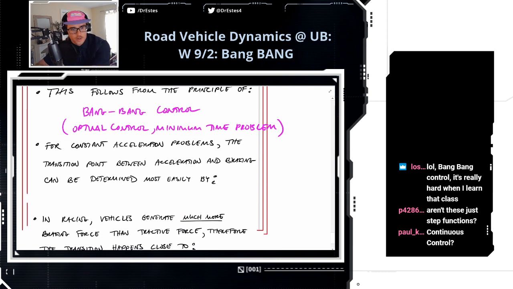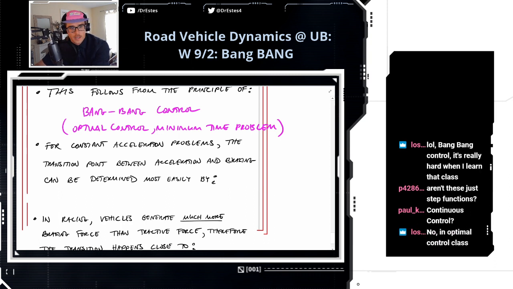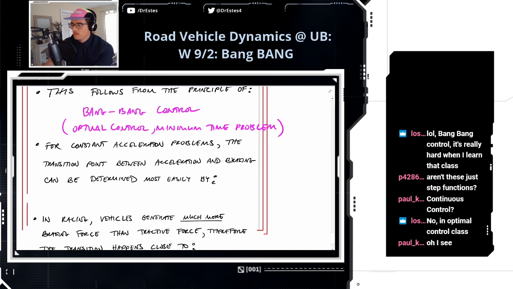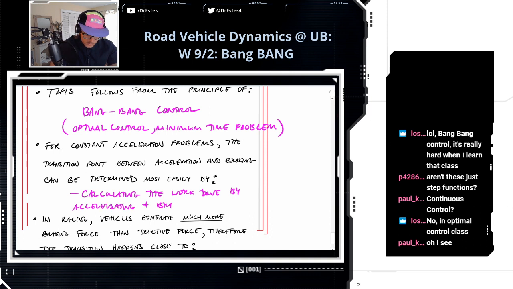Okay, so for constant acceleration problems, the transition point between accelerating and braking can be determined most easily, in my opinion, by calculating the work done by accelerating and braking, and then keeping in mind the change in the kinetic energy. So today we did some simpler examples where you enter and exit the straight with the same amount of kinetic energy, but you could apply this same technique if you leave at different speeds. You can use the same exact technique.